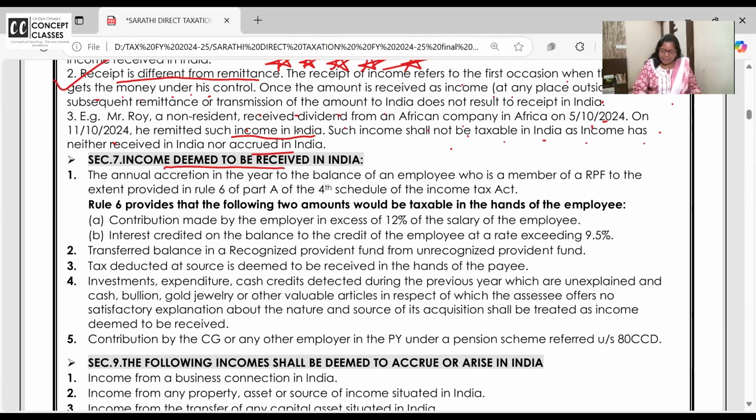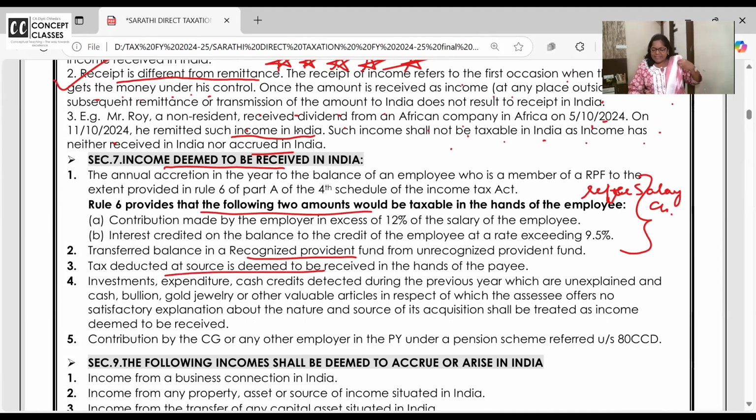Income deemed to be received, the example I have already told you, it's like PF. Even if you don't read this in full detail, we will leave it as of now and we'll write here: refer salary chapter. Just PF what is received should be clear to you. Recognized provident fund, TDS. TDS is always deemed to be received.